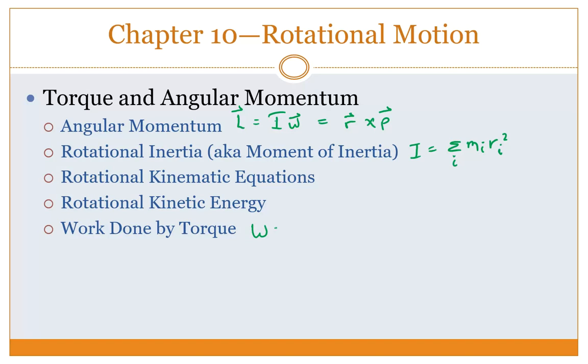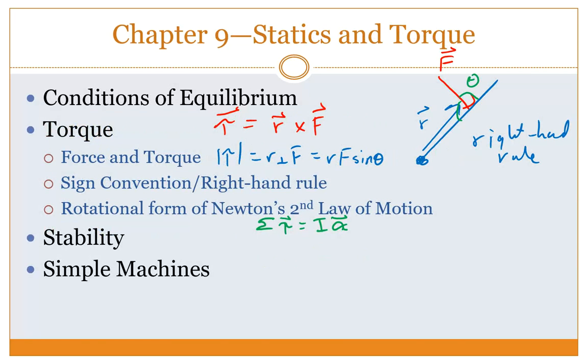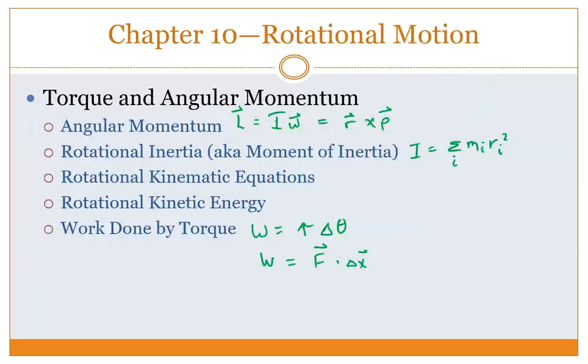Work done by torque, I'm just going to write this. It's torque times the angle it goes through. Remember, work done by force was force dot delta x, where the dot meant we were multiplying the parallel parts. If we go back a slide, we had torque is r cross F, distance crossed with force. What does the cross mean? Perpendicular. Multiply the perpendicular parts. And a cross product gives you a vector, so torque is a vector, whereas a dot product gave you a scalar, so work is a scalar.